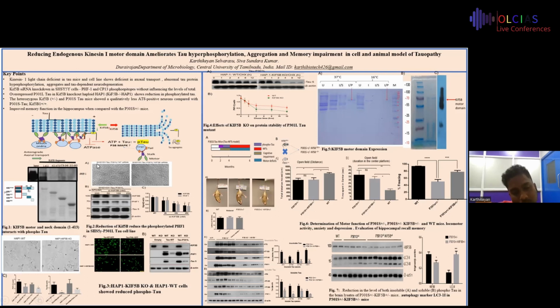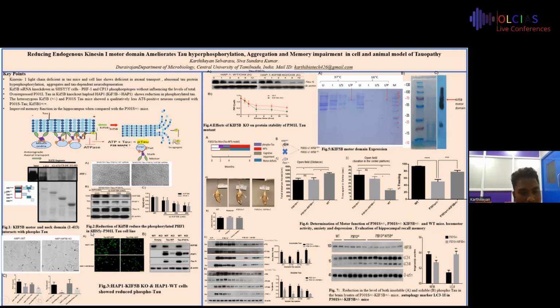We carried out the research in two parts: one is the cell line part, another one is the animal model part. In cell lines, we used different types of cells. One is SH-SY5Y, that is the neuronal cells. Another one is haploid cells, or HAP1 cells. In SH-SY5Y cells, we simply silence KIF5B. If KIF5B has some interaction with tau, then when we silence KIF5B, the tau activity also has to give some response.